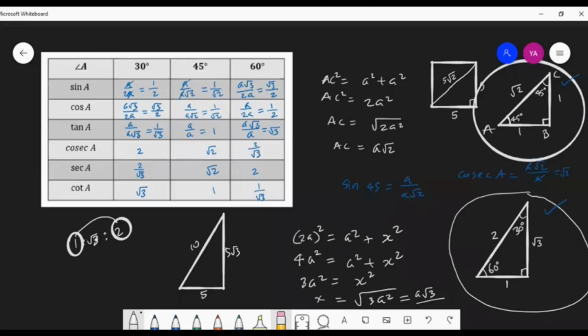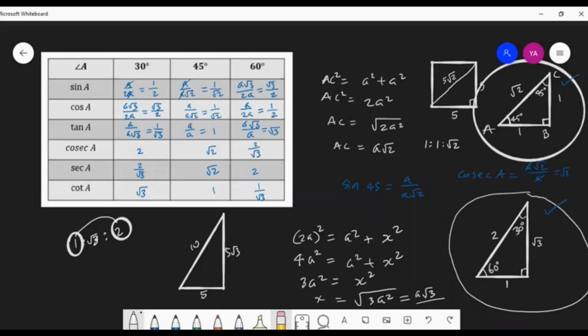And for this 45, 45, 90 degree triangle, the ratio will be 1 is to 1 is to root 2. Because all triangles with 45 degree and 90 degree angles will be similar triangles, the ratio of the sides will be the same.